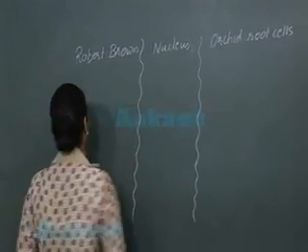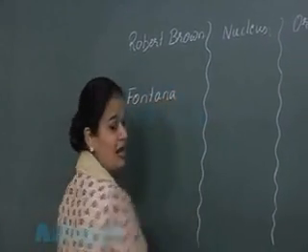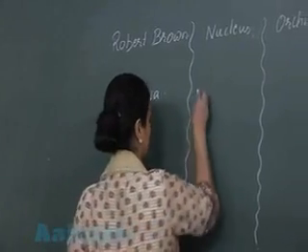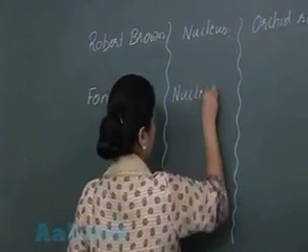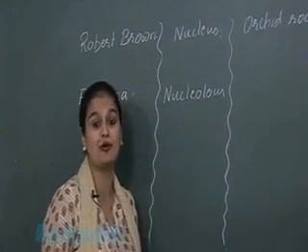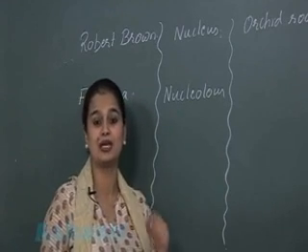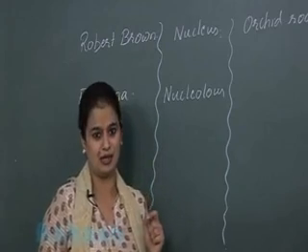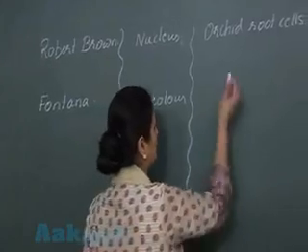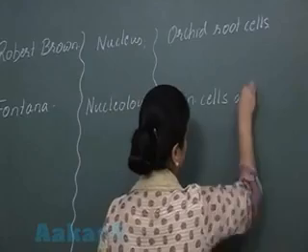Now another one is Fontana. Fontana discovered the nucleolus inside the nucleus. Yes, the nucleolus is part of the nucleus, and this nucleolus is involved in the formation of a special type of RNA that is known as ribosomal RNA. So the nucleolus was discovered by Fontana, and this was observed in the skin cells of eel.